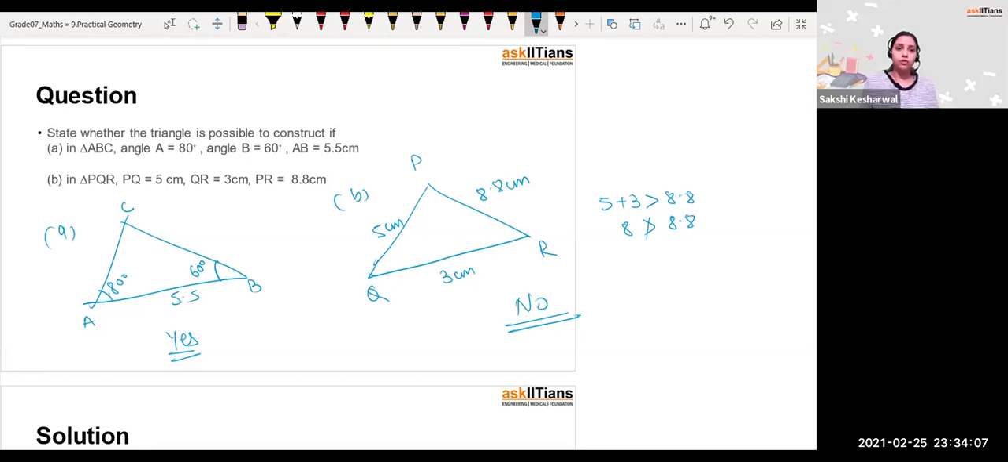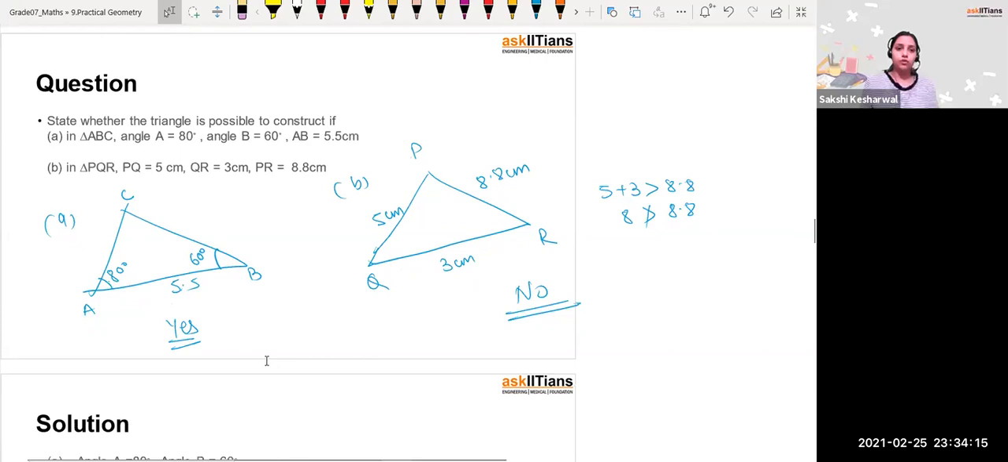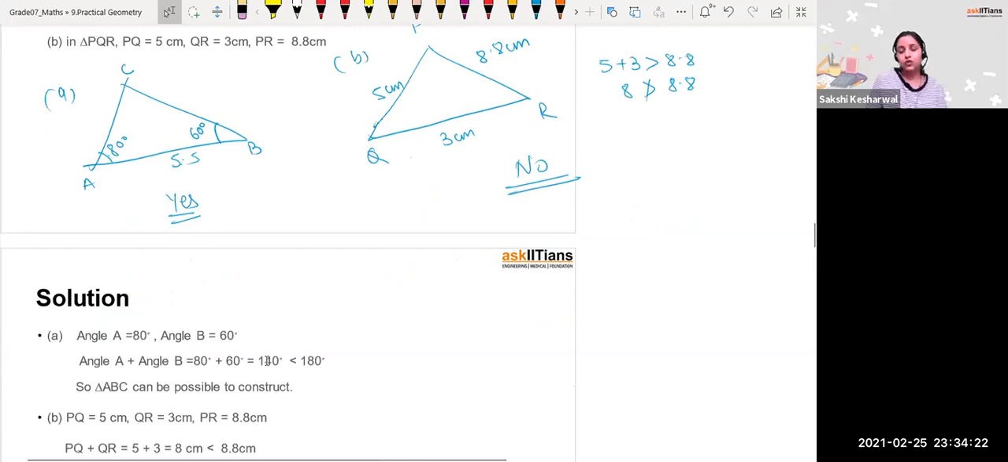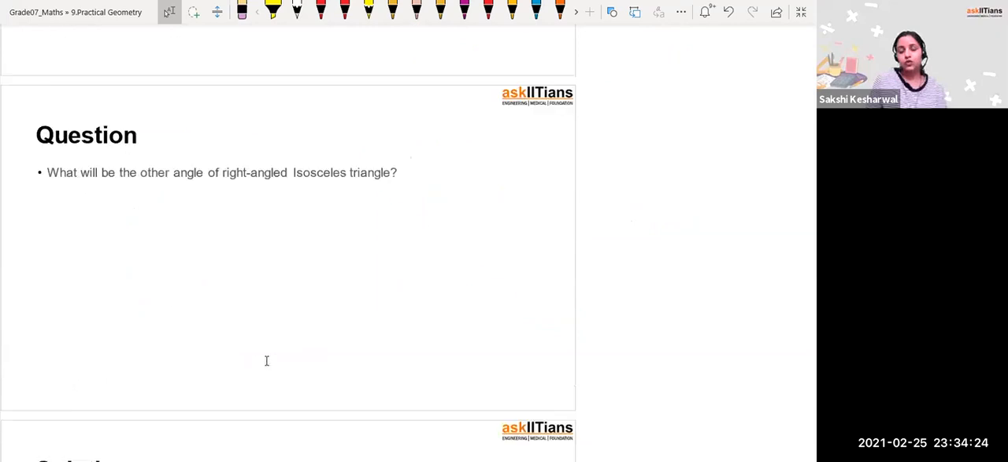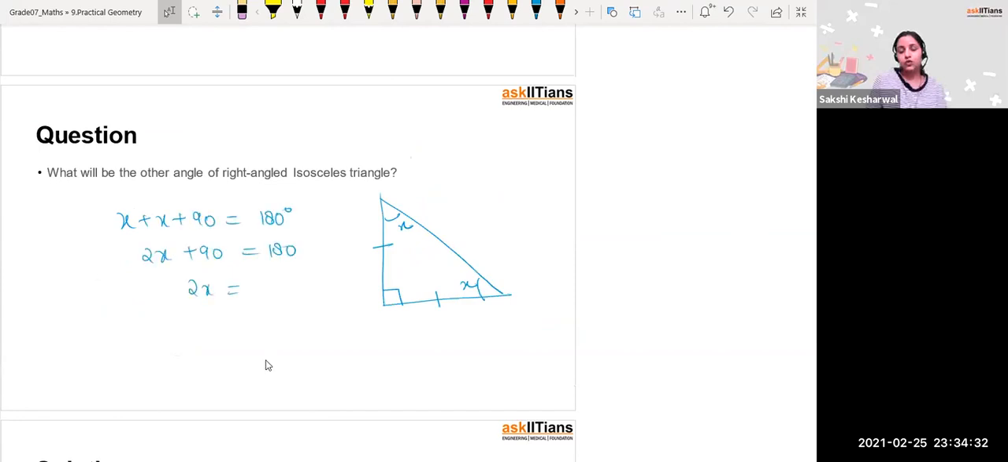Now, what will be the other angles of a right angled isosceles triangle? We have already done it. Right isosceles triangle means this side is equal to this side, and then the base angles are equal. So x plus x plus 90 is equal to 180, so 2x is 90 degrees. So x is equal to 90 divided by 2, which is 45 degrees. That's it.